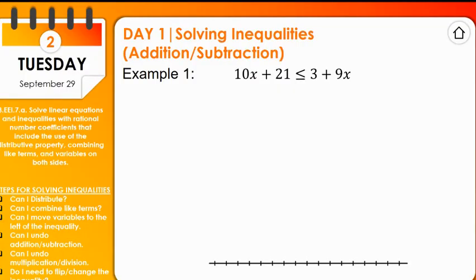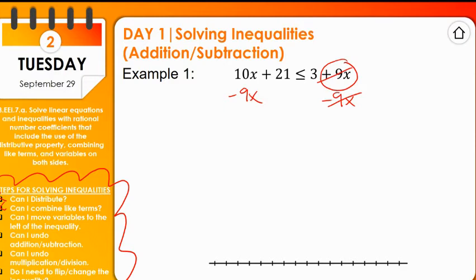Ladies and gentlemen, in our first example, we have 10x plus 21 is less than or equal to 3 plus 9x. So our steps for solving inequalities. Can I distribute? There are no parentheses, so no. Can I combine like terms? There are no like terms on either side of the inequality. Can I move variables to the left of the inequality? The answer is yes. I have a plus 9x. To move it to the other side, I need to subtract 9x from both sides.